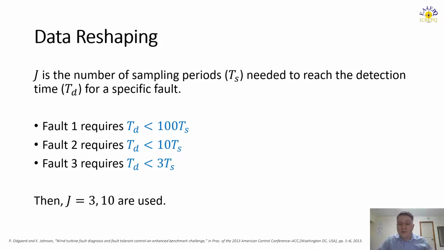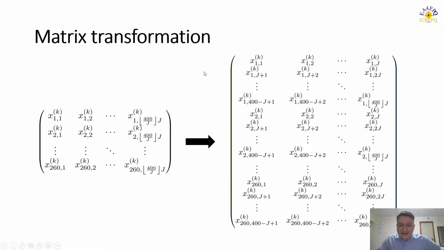In this slide, instead, we show the matrix transformation, since originally we have a matrix with 400 columns, which represent the 400 seconds of simulation, and this matrix has 260 rows, which are the number of simulations. Now, considering the J value, we reshape that matrix into another matrix with J columns and many rows.